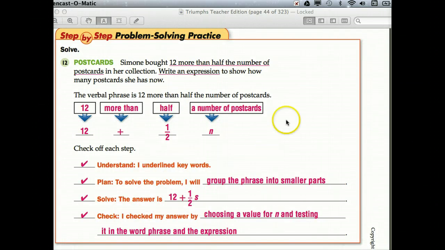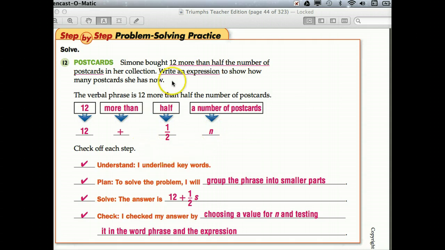Okay, so here's how we can check. First of all, we can start out by underlining our key phrases. 12 more than half the number of postcards in her collection. And we are to write an expression. So this says what we're looking for. So 12 more than half a number of postcards. So you should have written in your spaces here 12 plus 1/2 n, or you could use P for postcards.